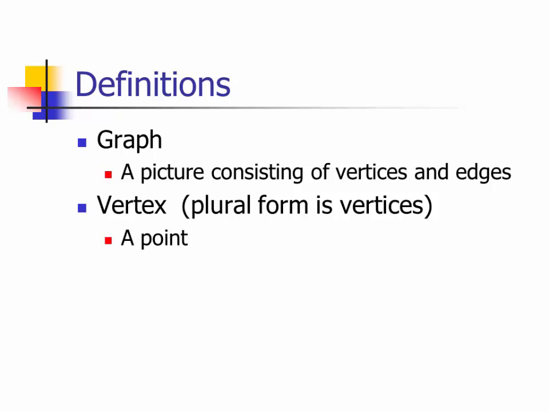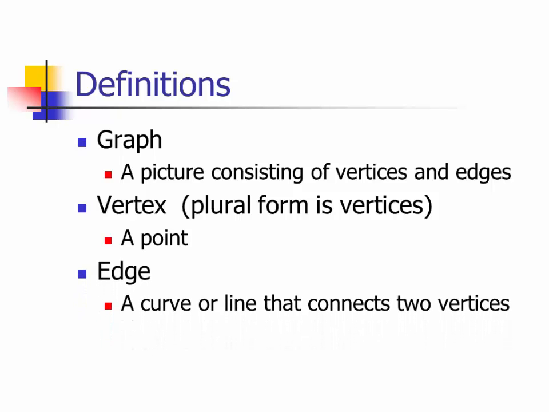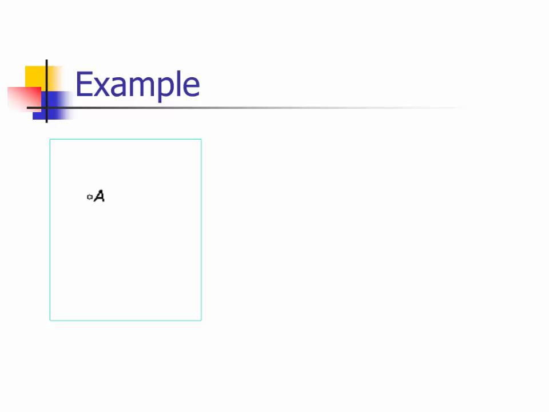A vertex is a point, and we will use both closed points sometimes and open points. Doesn't matter. Then we will have some edges, and the edges are any curves or lines that connect two vertices. We don't care which we use, and the same graph can be represented two different ways, some using curves, some using lines. So we're going to go through a few examples now.